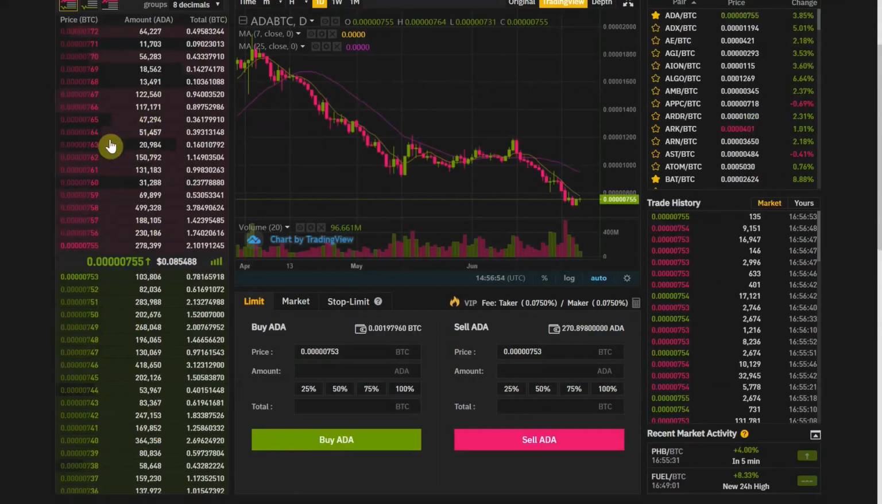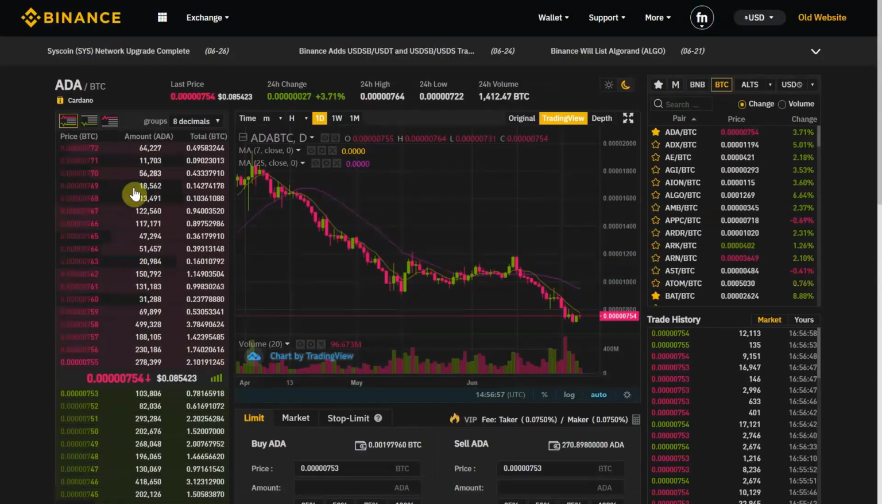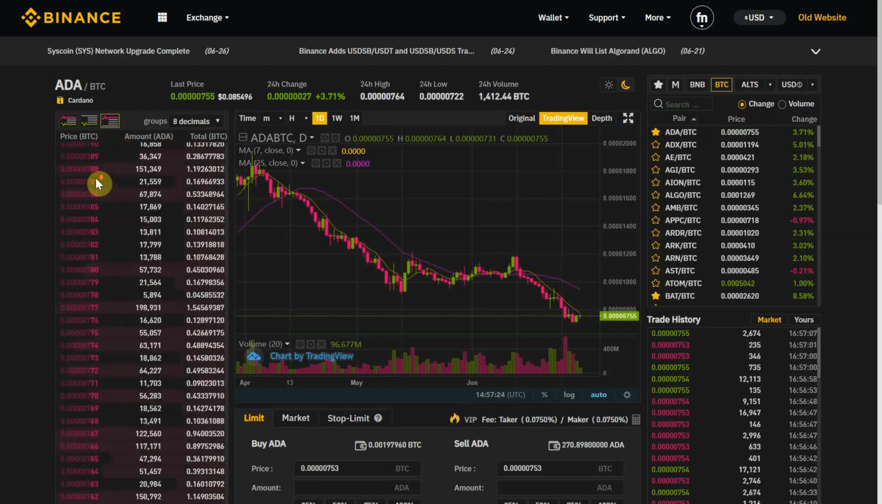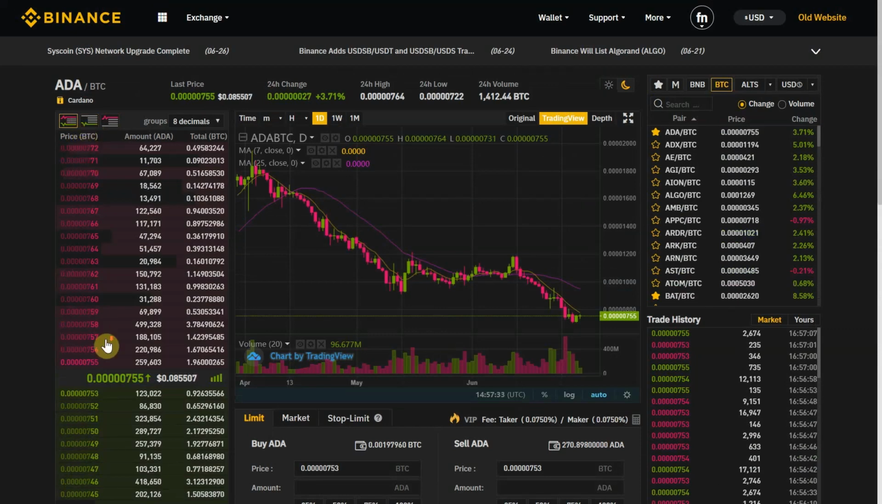The guys in the red are the guys that want to sell, in this case Cardano. They want to sell Cardano at this price and these amounts, which are worth this amount of BTC. So these guys want to sell, and the lowest price that they're willing to sell is 755. The order book continues; you can expand all the orders, and you can see only the buyers or the sellers. I like to use it like this.